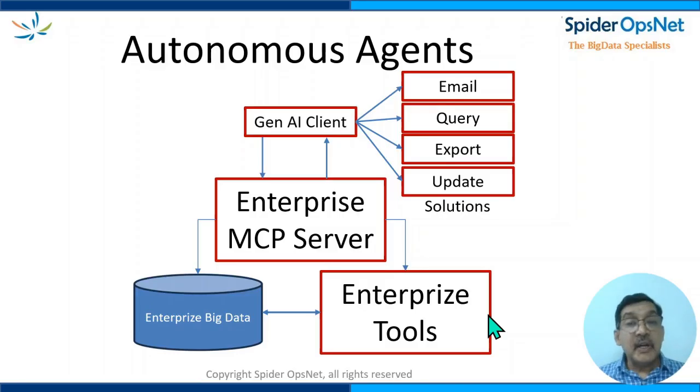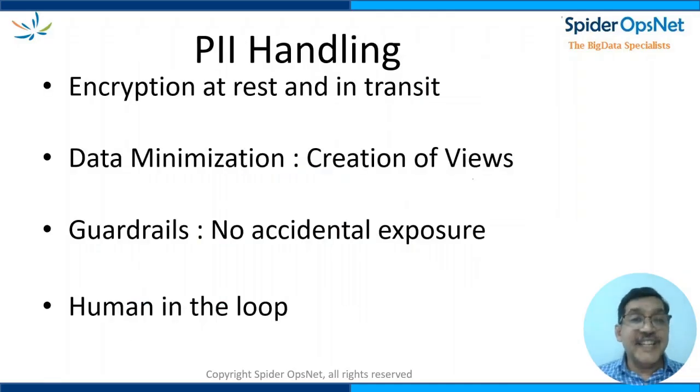Let us explore the 4 pillars of GenAI security in an organization. First, handling of sensitive data like PII, personally identifiable information like customers' emails, phone numbers, addresses, etc. Make sure the data is encrypted at rest as well as in transit. You can use the latest encryption technologies for this.